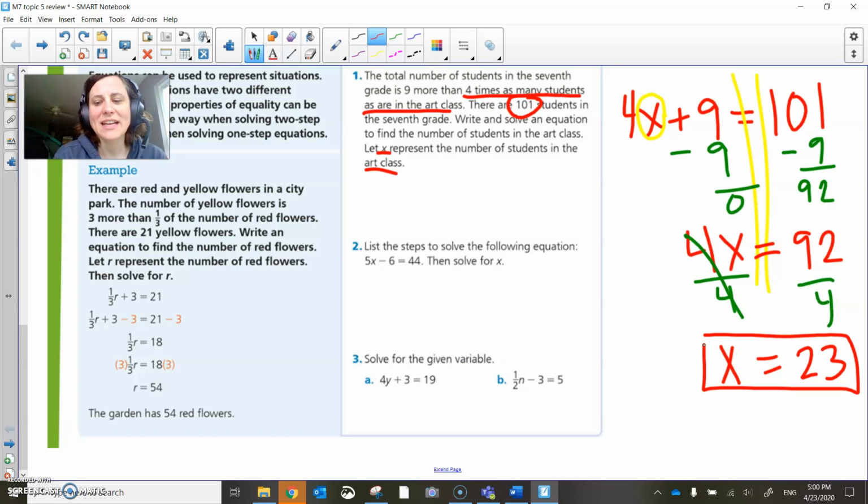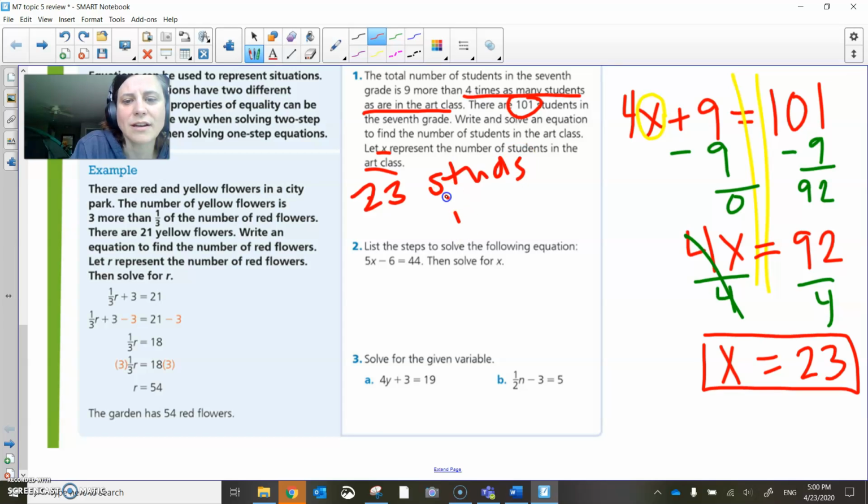So think about that. 23 students in the art class times 4 would be 92 students total, plus another 9 students would be 101 students in the 7th grade class. Excellent. So there are 23 students in art.